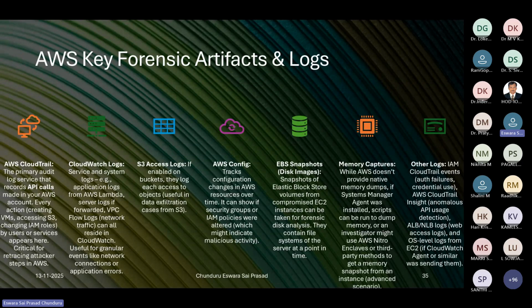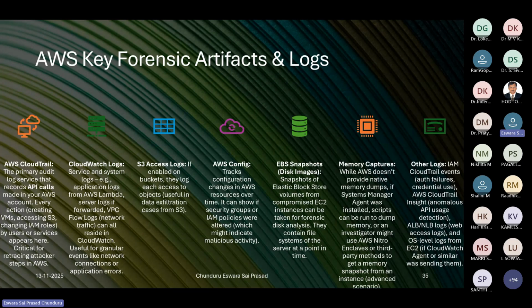Virtual private cloud network flow logs will also be there. These will be part of the CloudWatch logs, and these provide granular, that means minute, information with respect to the activities. And then bucket access, that is S3 access logs, will also be there. AWS Config logs are there.